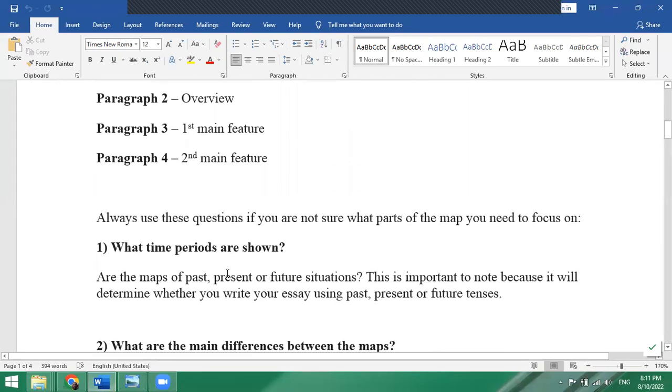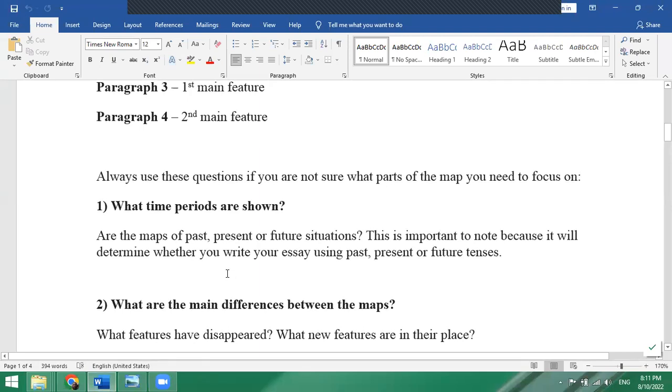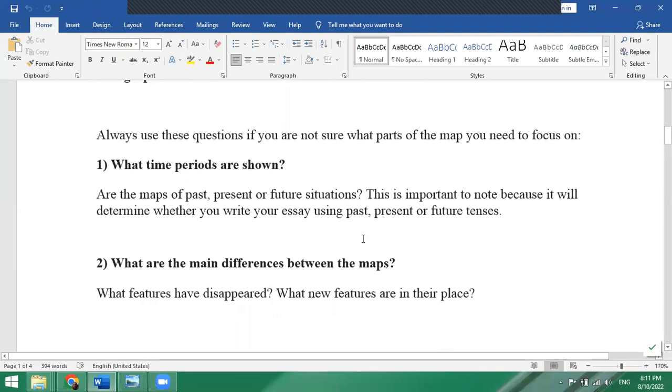maps. First, you need to pay attention to the time, the tense the task is given. It could be present, past, or future. This is important to note because it will determine whether you write your essay using past, present, or future tenses. And in such tasks as maps, you don't usually use a lot of grammar. The grammar that you use is the three tenses, present, past, future, and active and passive mood. I would say this is one of the easiest tasks, provided you pay attention to some basics.